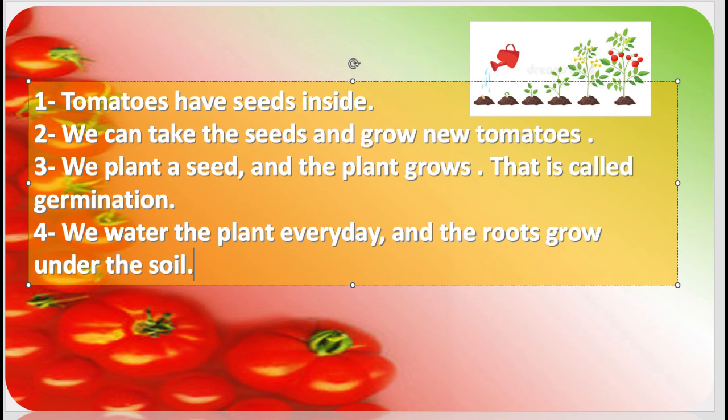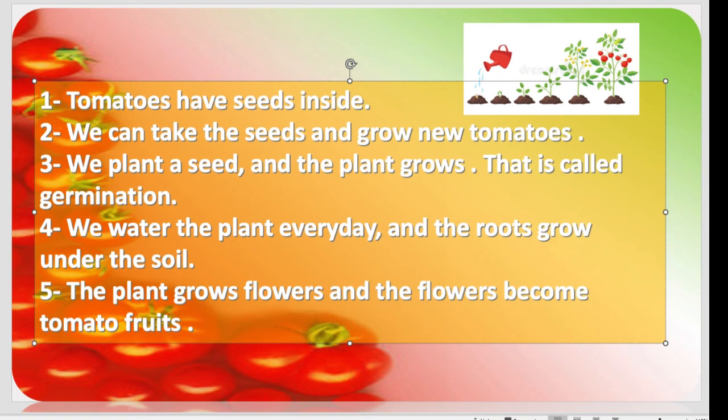Step number 5, the plant grows flowers and the flowers become tomato fruits. That's right. We saw in the photo a minute ago some flowers. These flowers turn into tomatoes. So we can know here also that tomatoes are fruits, not vegetables. I know this is new information for you, so please don't be shocked. Tomatoes are fruits, not vegetables.